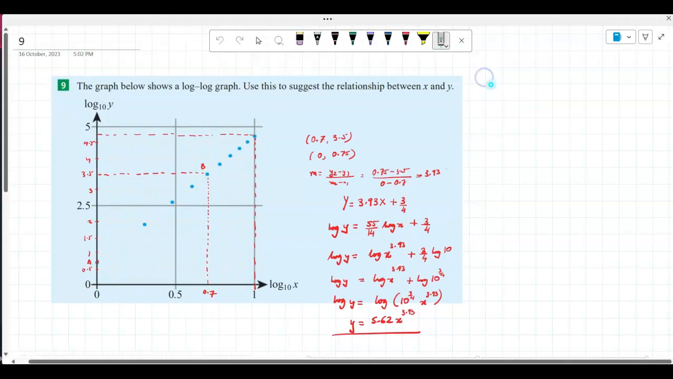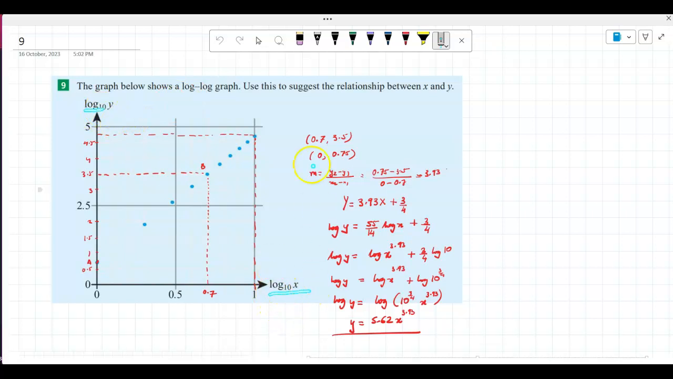Now see, this is the question they're asking you. The graph below shows a log graph. Use this to suggest a relationship between x and y. Now this is a log graph, so it's a straight line graph, which means it's a power function. So you take any two points and find the slope of the line. The y-intercept is given to you. So use y is equal to mx plus c.